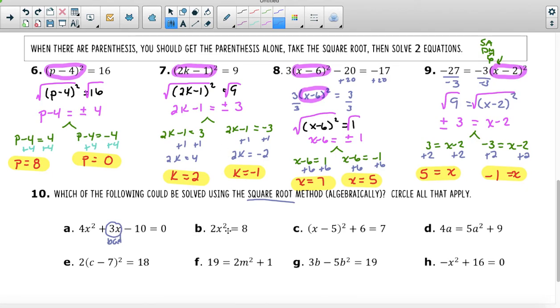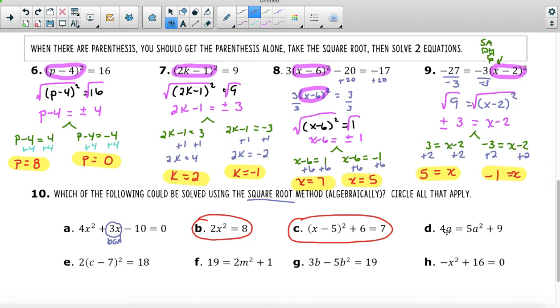On B, we have 2x squared equals 8. We have one physically written x in this problem. That means that we could use the square root method to solve this. On question C, if we look at all the variables, we have an x here and no other x. And that means that we could use the square root method to solve this because there's only one physical x written in the problem.